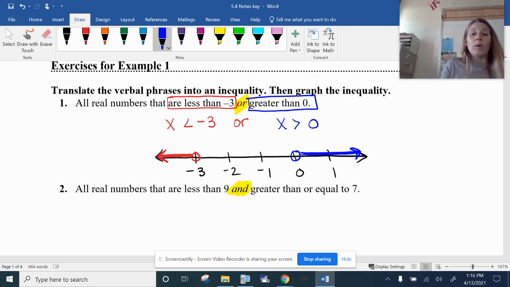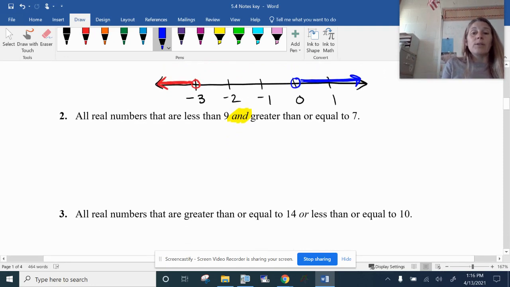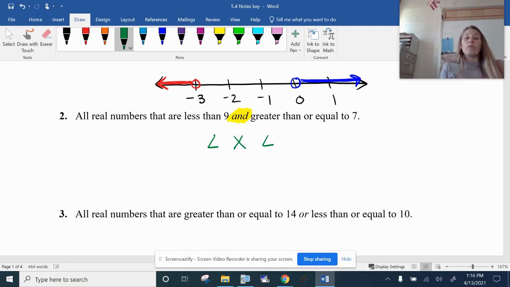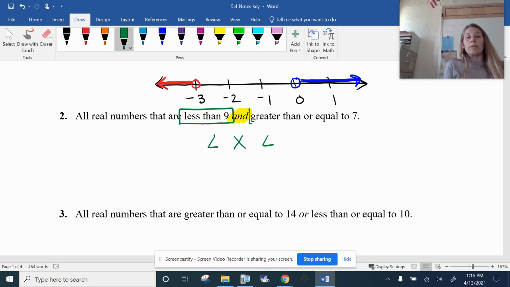Now my next question has an and. So this time when I set up my inequality, I'm going to put an X in the middle, and I'm going to just start out with two less than signs. Then I'm going to look for the two numbers in the problem. All real numbers that are less than 9 and greater than or equal to 7.